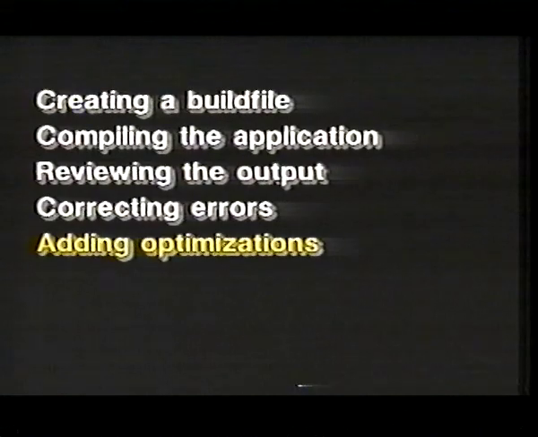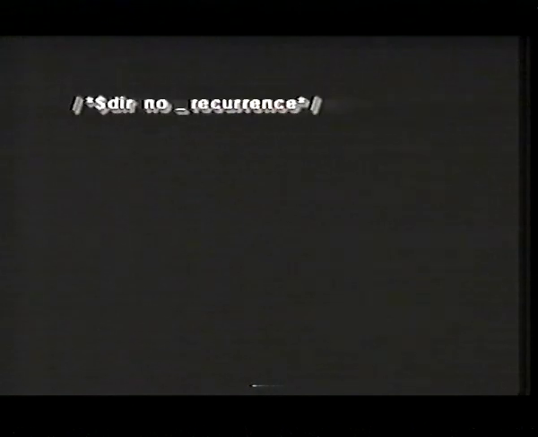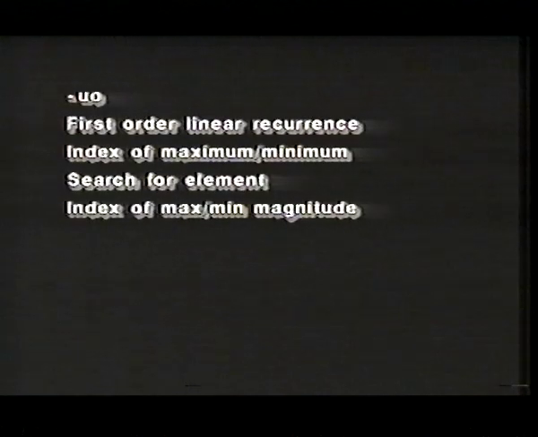The final step in the process of using the application compiler is to add optimizations using build file commands and source directives. Some users have wondered whether the application compiler will work with code which has had directives like no recurrence inserted in it. The answer is yes. The application compiler is fully compatible with the Convex Fortran and C compilers. Others have asked whether they still need to use the -UO compiler option to get vector pattern matching. The answer is no. Pattern matching has been enhanced in the application compiler and is performed by default.